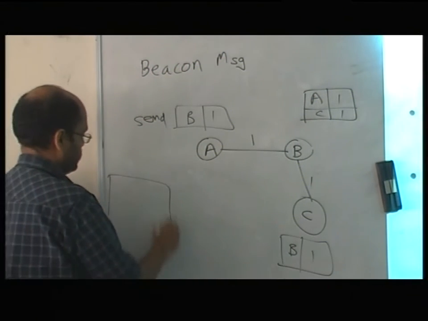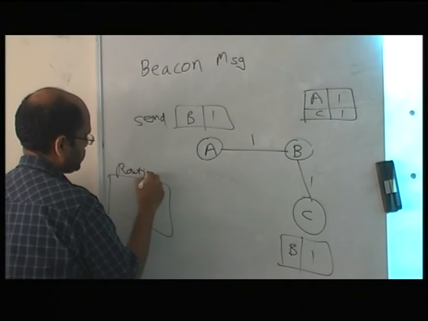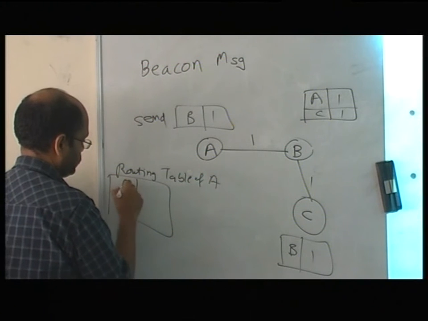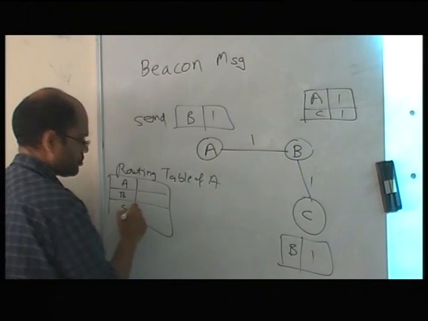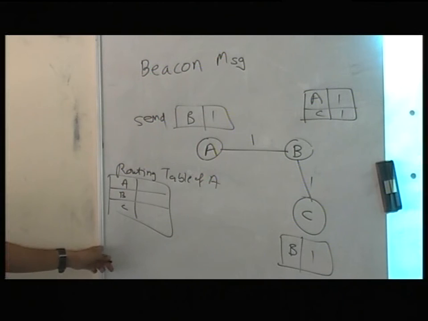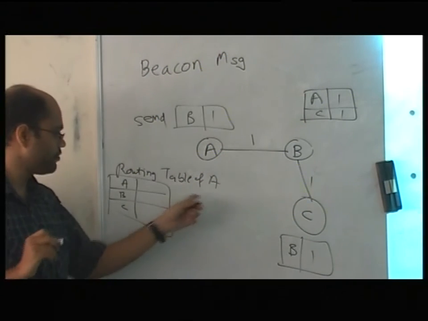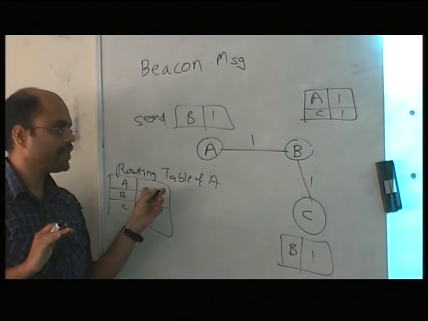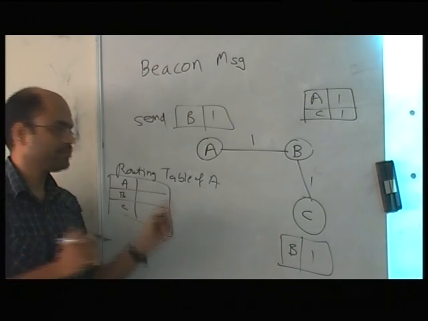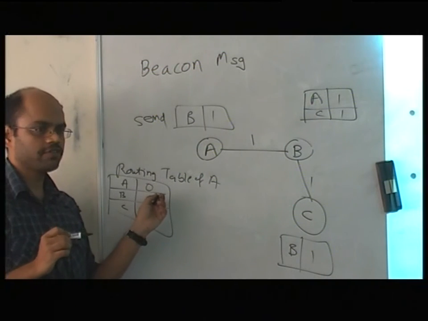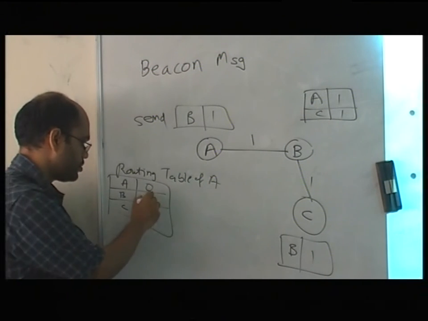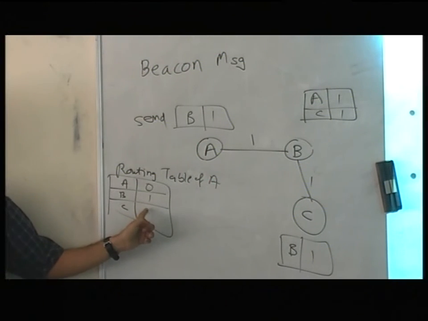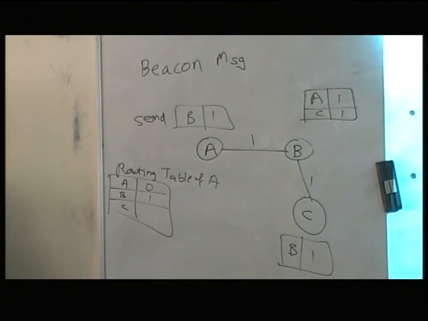So let's look at the routing table of A. Okay. So this is the routing table, and everybody will have a routing table. We're just looking at A's routing table for simplicity. So how many hops is A away from A? 0. How many hops is B away from A? 1. Now, can we fill this? Not without being stable. Right.